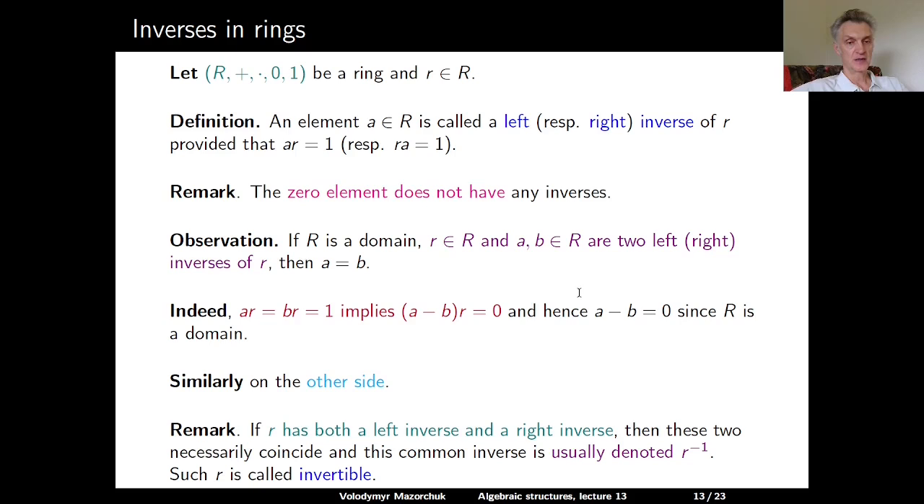A little remark. If some element little r has both a left inverse and a right inverse, then these two necessarily coincide. We saw it for groups. And this common inverse is usually denoted r inverse. And an r, which has both left and right inverse, is usually called invertible. So if you have an invertible element, it has a unique inverse.